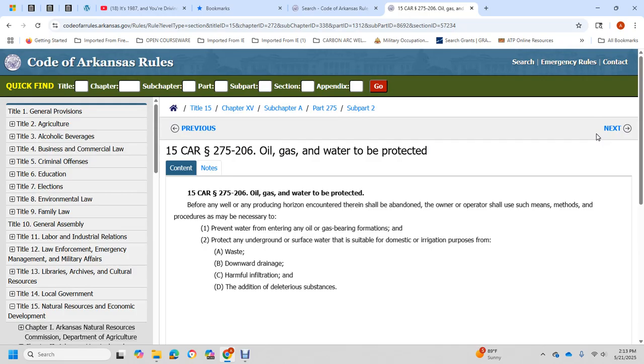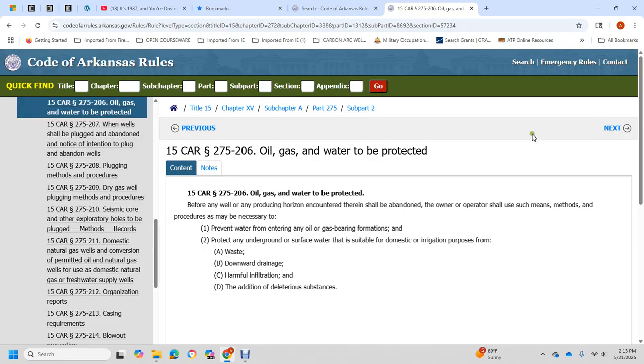Alright, 275-206: oil, gas, and water to be protected. Before any well is produced, in the horizontal and corner, a well being abandoned, the owner or operator shall use a method necessary to prevent water from entering oil and gas bearing formations, and protect underground and surface water suitable for domestic and irrigation purposes from waste, downward drainage, harmful infiltration, and the addition of deleterious substances.